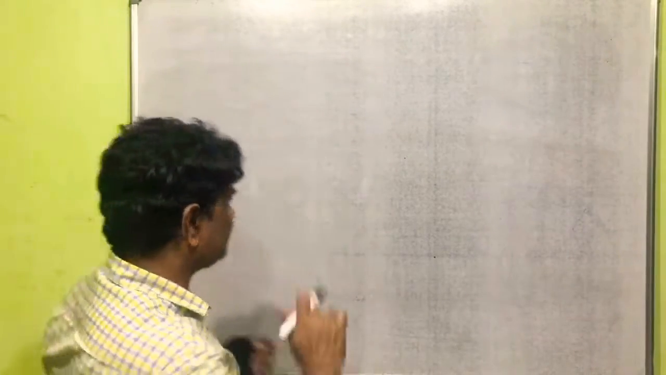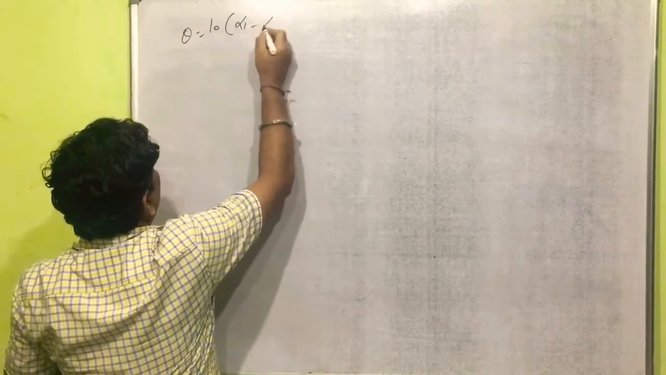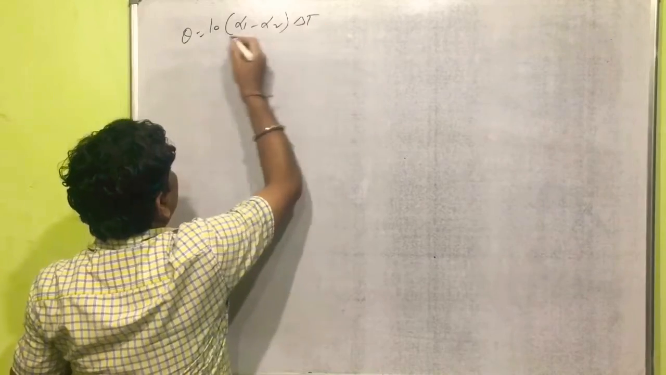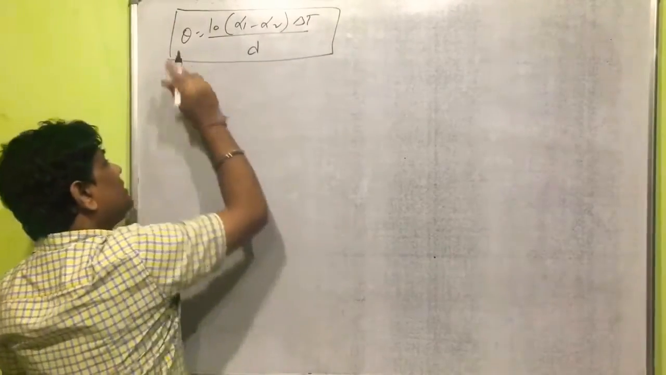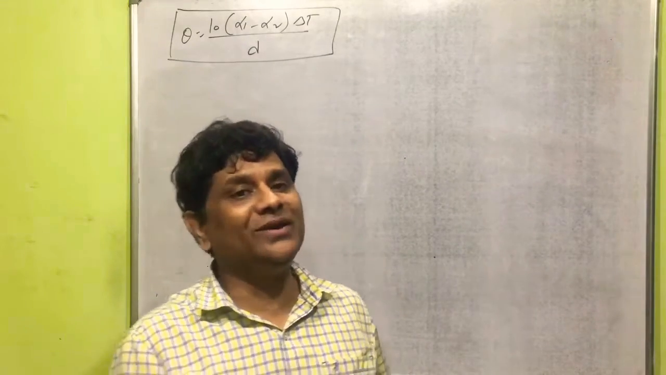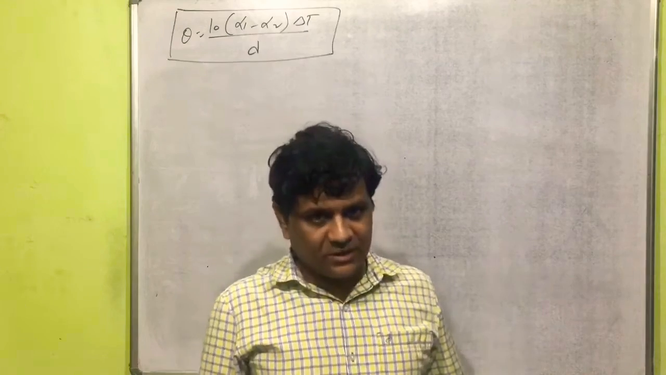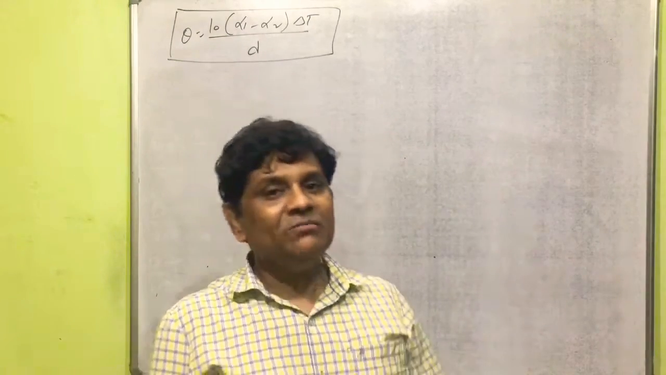So what is the value of theta coming here? Theta is equal to L0 into alpha 1 minus alpha 2 into delta T by small d. Theta is the angle made by the arc of a bimetallic strip. But here we have to find out the mean radius.